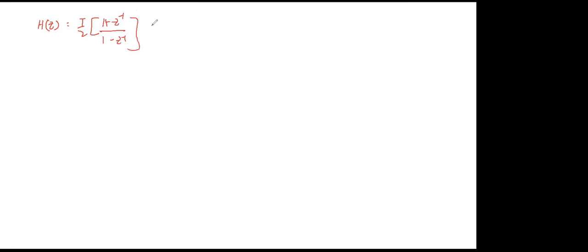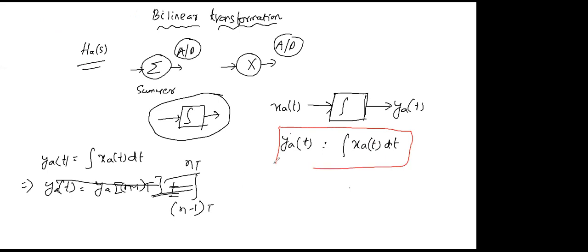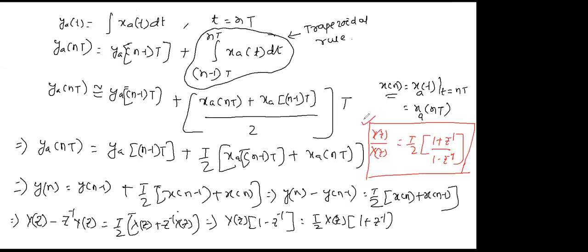Now let this be equation 1. We got this from this derivation. But this is what we did. We started with some integrator. Yes or not? Finally we reached the transfer function in the digital domain, that is T by 2 times 1 plus Z inverse by 1 minus Z inverse. But we started with an analog integrator. Yes or not?